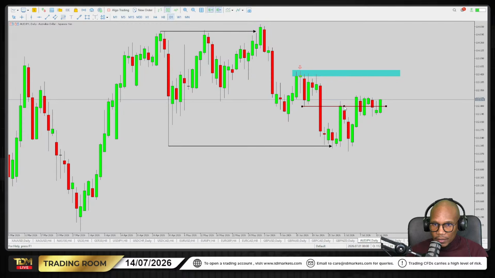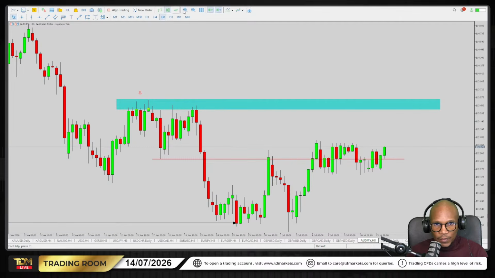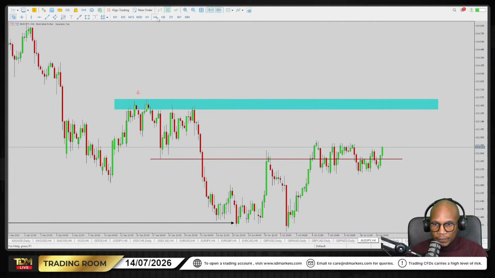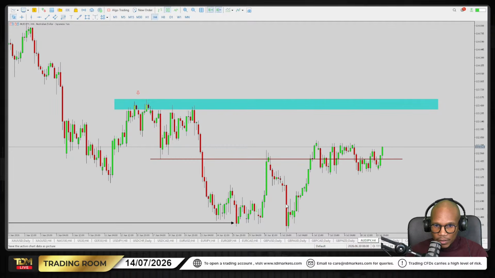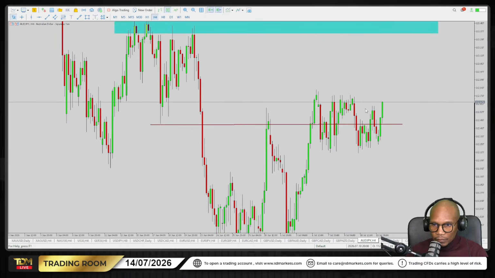So I think for today, AUD JPY is going to be ready, right? If you can just get your setup here. Yeah, there we go. All right, so this is how we're looking. It looks like it's going to break out, for as long as it does not break below this structure here. Seems like it's going to break out.